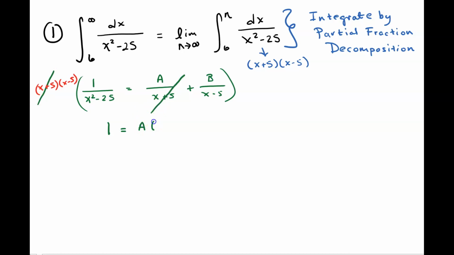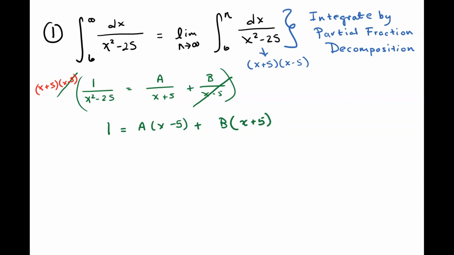leaving me with a times x minus 5. And then in the next case, it's going to be b times, and the x minus 5s are going to eliminate, leaving me with b times x plus 5. There you have it. Now what we're going to do is pick wise choices for x in order to solve for a and b.